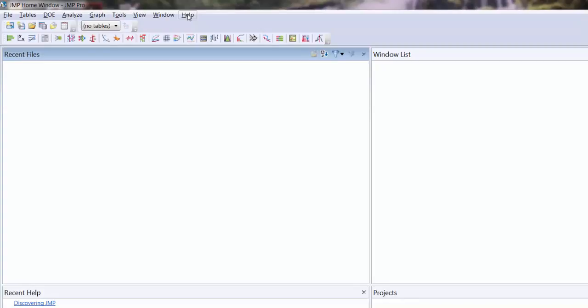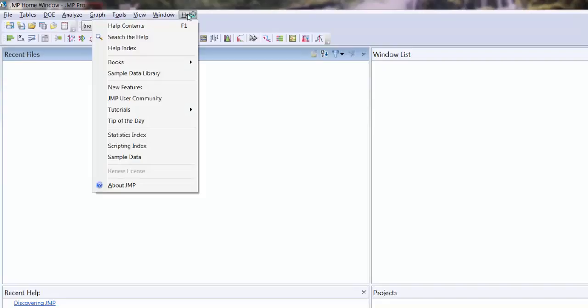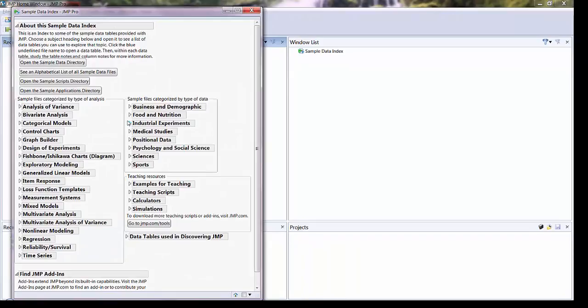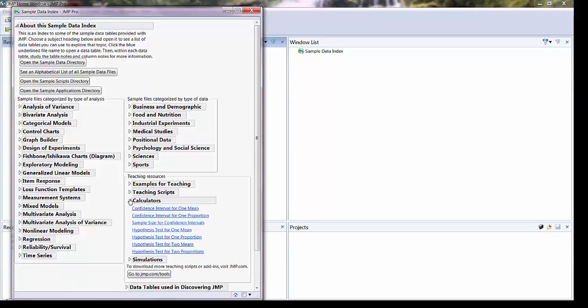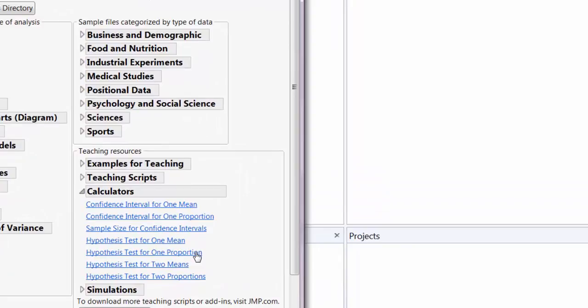In this video, I'll show you how to use JMP to conduct a hypothesis test for a population proportion. So we're going to go back to the sample data menu that we used when we were doing confidence intervals for a proportion. So that's under Help. Remember, we go down to Sample Data, and then we go back to our calculators. And this time the calculator that we're going to be using is hypothesis test for one proportion.